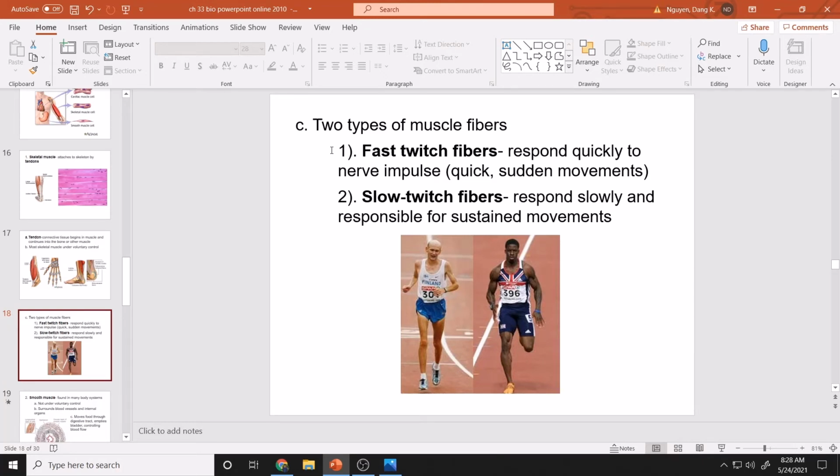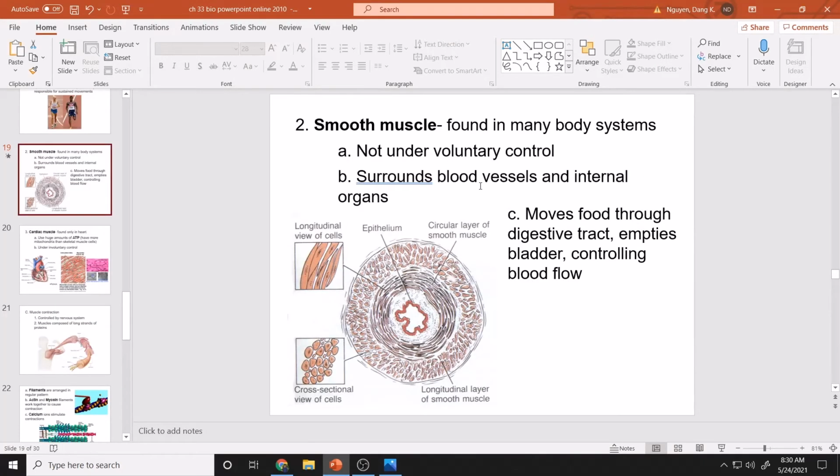Next up, you have your smooth muscles, which are found in a lot of different body systems, primarily the digestive system.